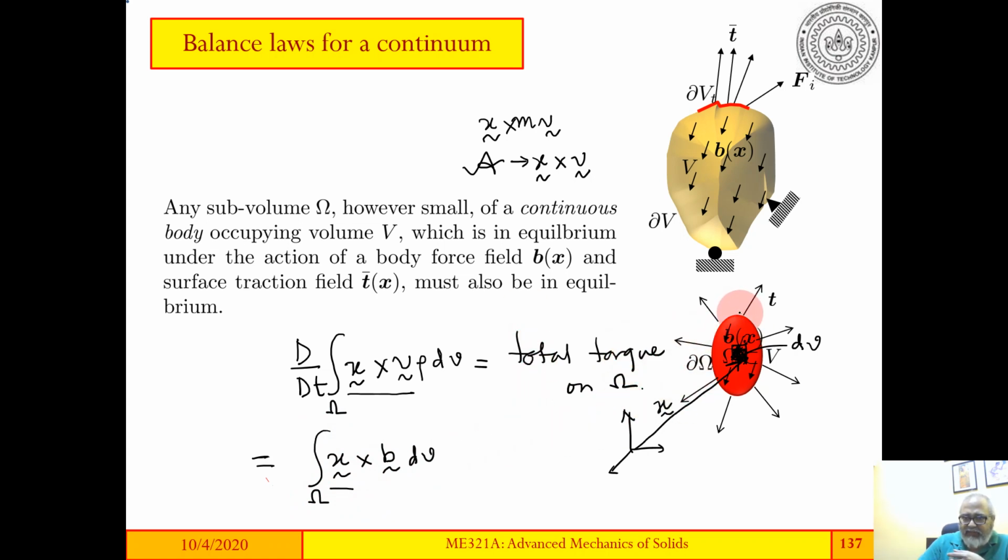Similarly, take a small element of area here, dS. So t dS is the force acting on it. The moment is this. Integrate over the whole boundary, and you get the total torque due to the surface tractions that are operating on this volume omega. Add them up. So Newton's second law again for angular momentum says that these two things have to be equal. Okay, so that's where we start from.